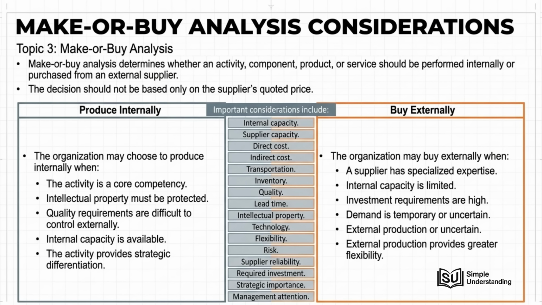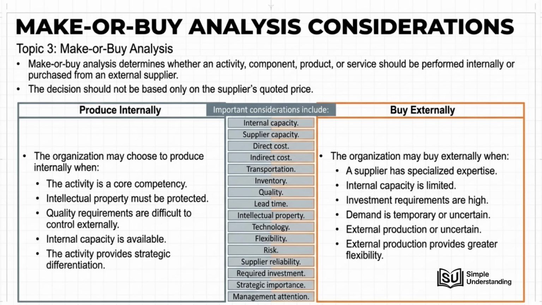The organization may choose to produce internally when the activity is a core competency. Intellectual property must be protected. Quality requirements are difficult to control externally. Internal capacity is available, the activity provides strategic differentiation. The organization may buy externally when a supplier has specialized expertise, internal capacity is limited, investment requirements are high, demand is temporary or uncertain, external production provides greater flexibility.